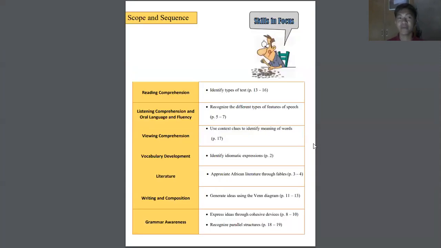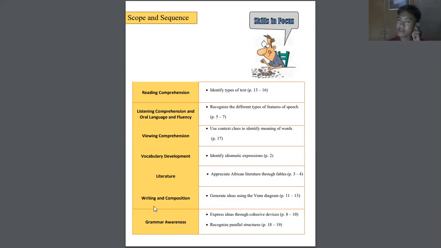And next to my cover page is the scope and sequence, or the area for what skills are focused in the certain learning material. So for emphasis, I have inserted the different kinds of learning competency in English, which are reading comprehension, listening comprehension, viewing comprehension, oral and language fluency, vocabulary development, literature, writing and composition, and grammar awareness.